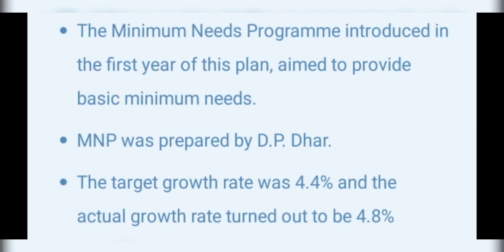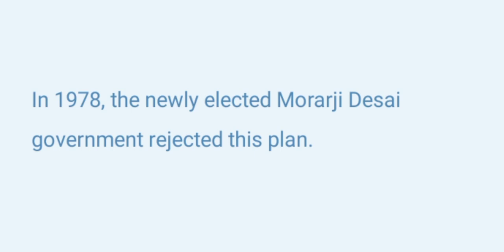The Minimum Needs Programme, introduced in the first year of this plan, aimed to provide the basic minimum needs. MNP was prepared by D.P. Dhar. Target growth rate was 4.4 and actual growth rate turned out to be 4.8. In 1978, the newly elected Morarji Desai government rejected this plan.